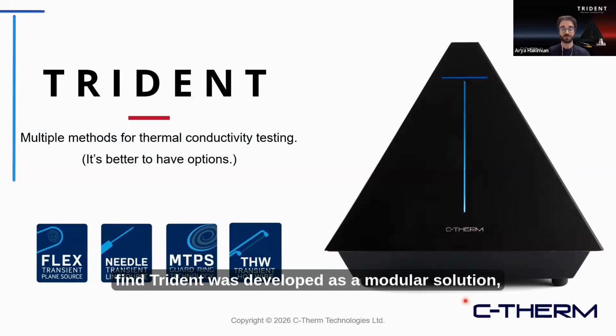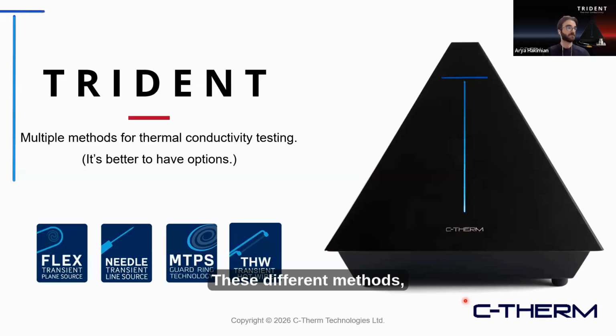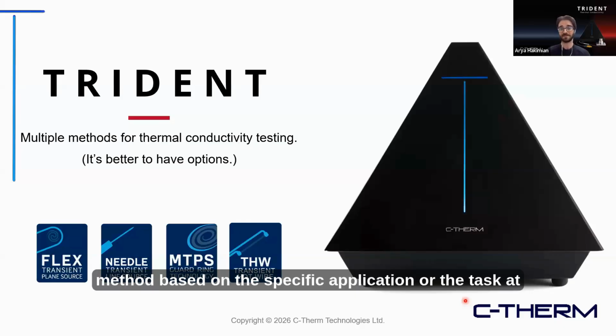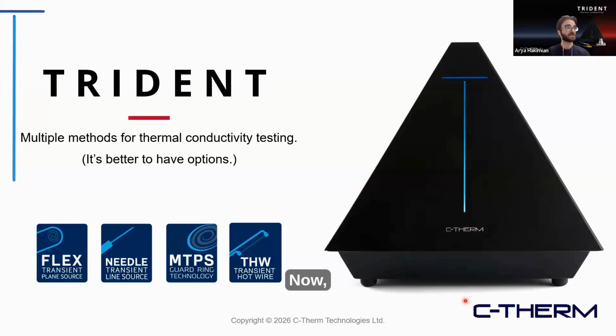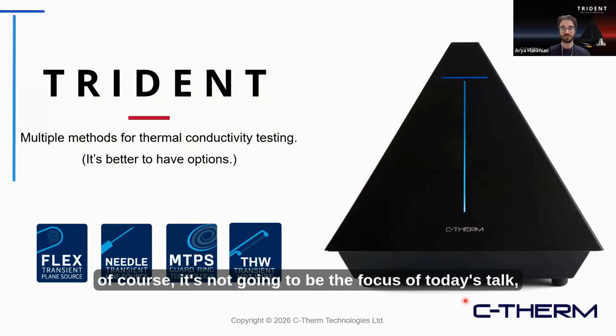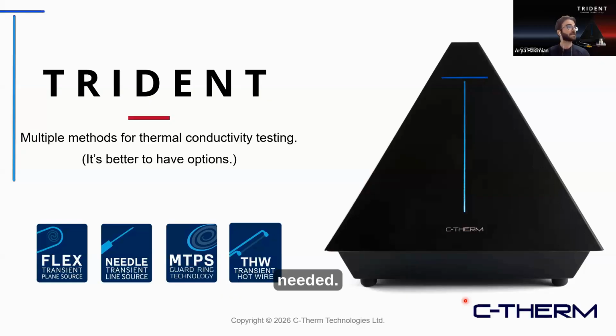Trident was developed as a modular solution, bringing together 4 different methods for thermal conductivity testing. These different methods, these different sensor types really allow for a broad range of material characterization, whether that's solids, non-solids, low, high conductivity. The ability to pick and choose the best method based on the specific application or the task at hand is really the idea behind the development of this instrument. Now, of course, it's not going to be the focus of today's talk, but just for those that may be interested in wanting to learn more, I'm certainly happy to provide additional information if needed.